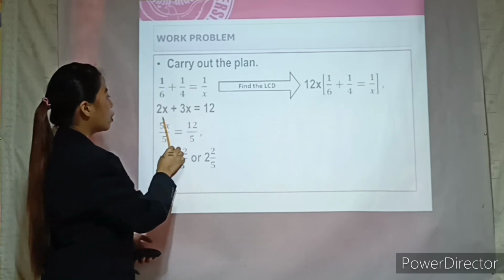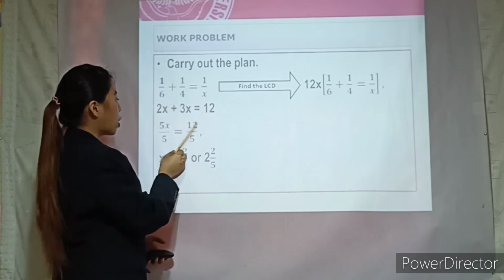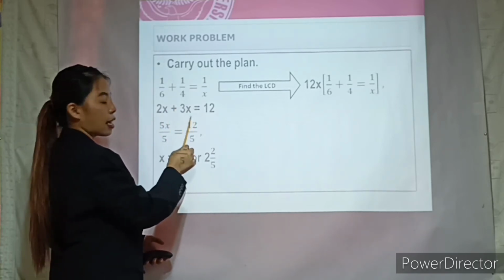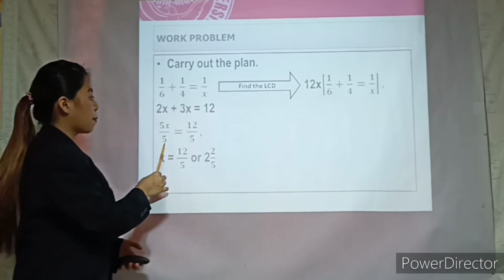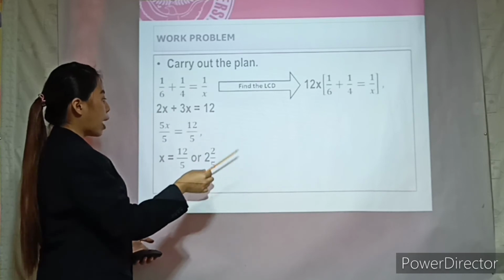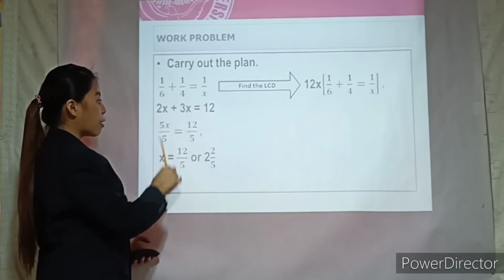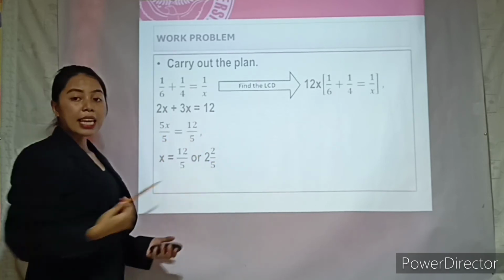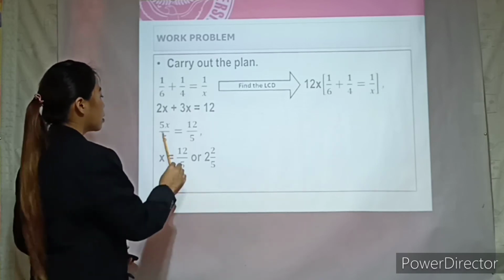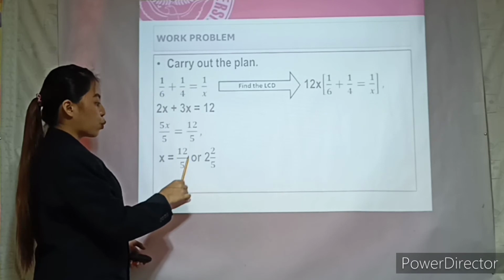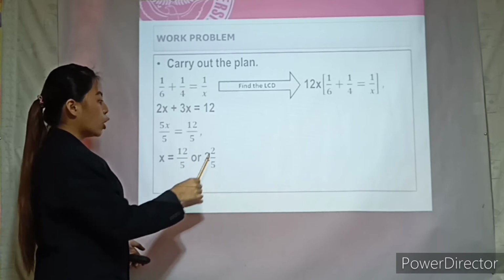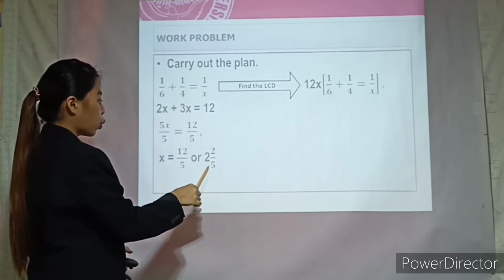Since we have the same variable of 2x plus 3x, we add them. 2x plus 3x, we have 5x. Then we divide both sides by 5 so that we can get the value of x. Then our x is equal to 12 over 5, or 2 and 2 over 5.